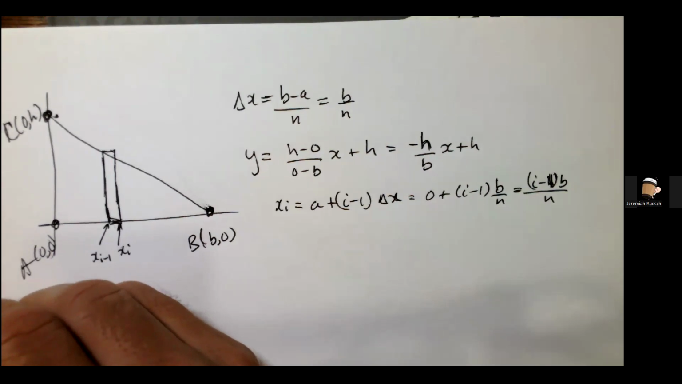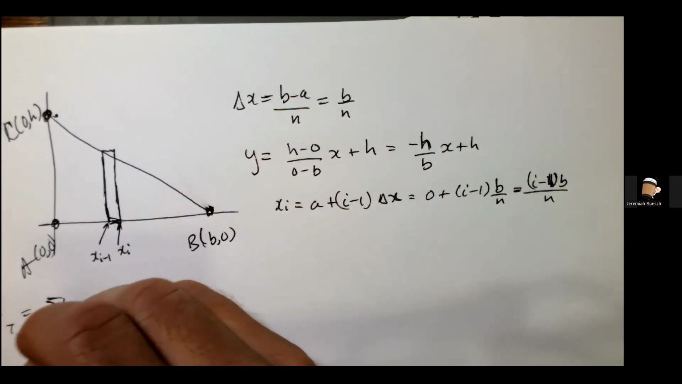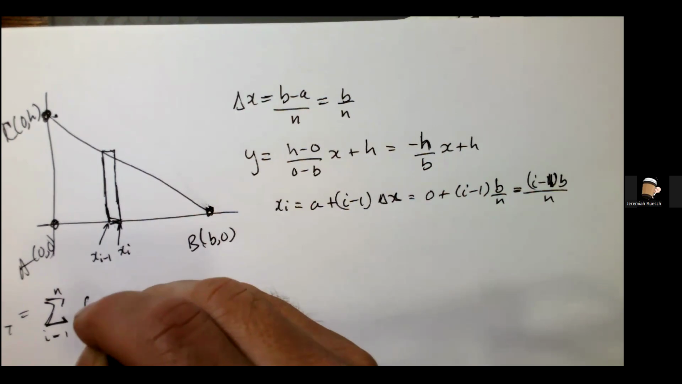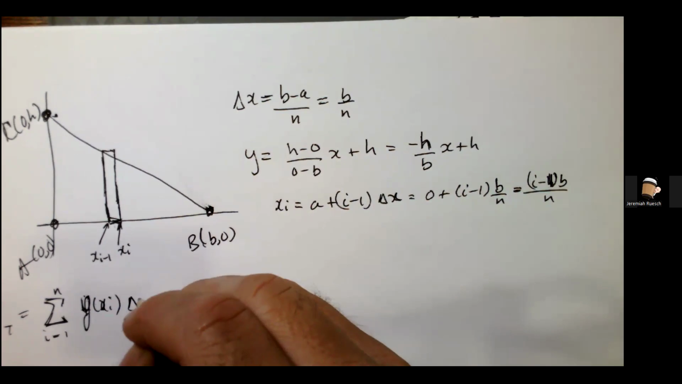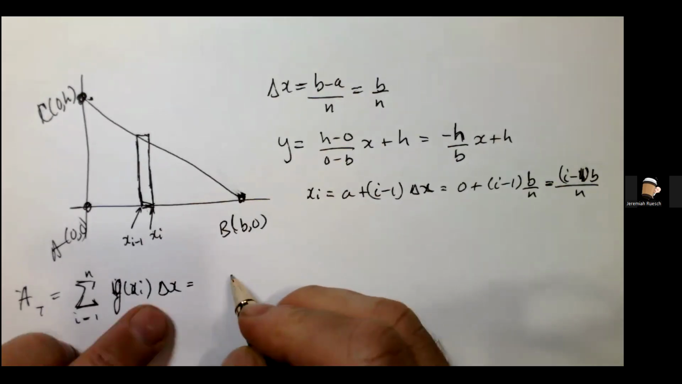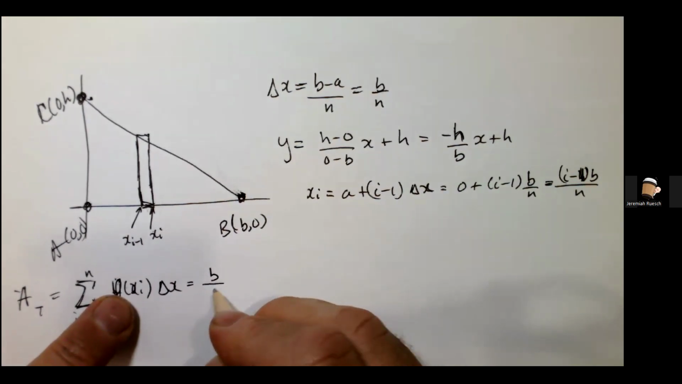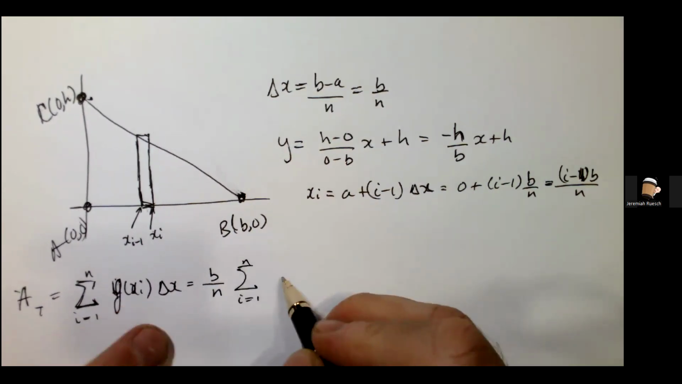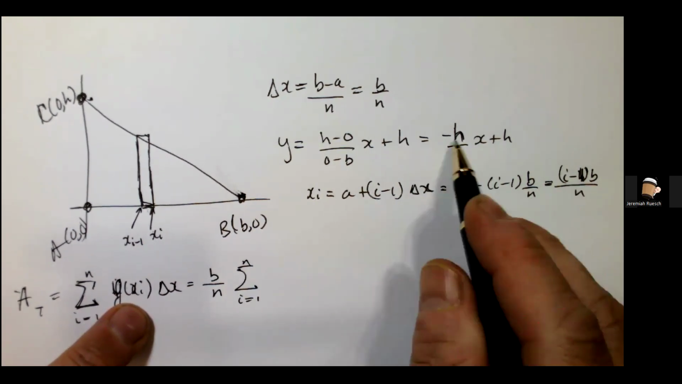So my total area is going to equal the sum as i goes from 1 to n. Not f, in this case we're going to use y_i times delta x. That's my total area. So if I plug in delta x as a constant with respect to this sum, I'm going to factor that out. So this is going to be b over n, and then the sum from i equals 1 to n of plugging in y_i, which is this fun stuff, into my equation here.